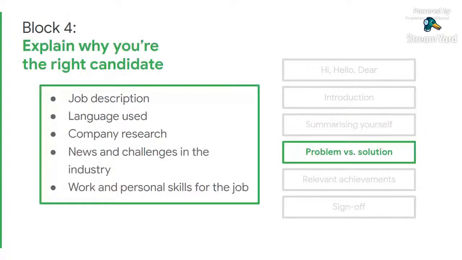And then block 4 explains why you are the right candidate for the job that you applied for. So you need to list the job description, the language used, company research, news and challenges in the industry, work and personal skills for the job. So you need to be able to meet all these requirements. You need to make sure that you are meeting the job description posted, the language used, the company search, did you do any background search about it, and work and the personal skills that you might have for the specific job that you're applying for.